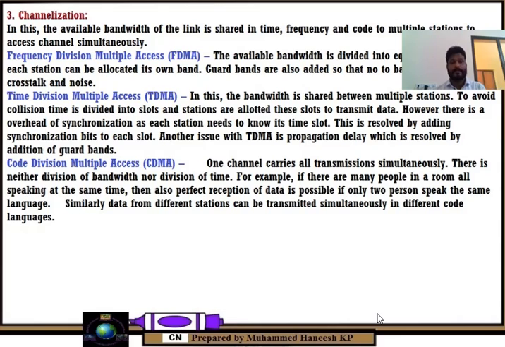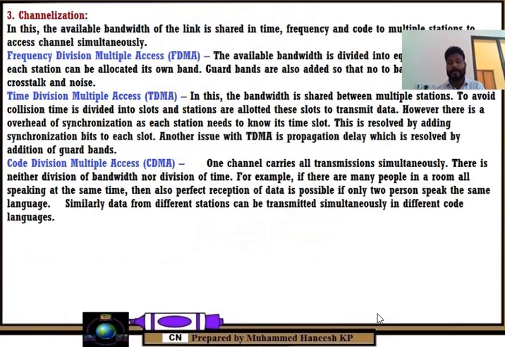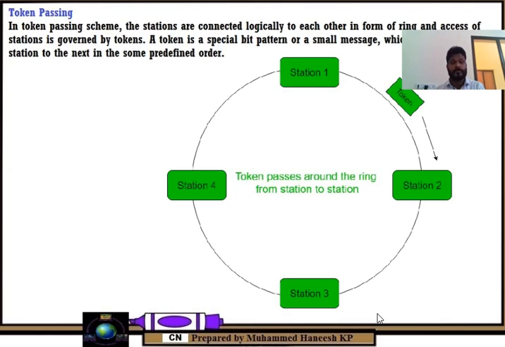Now the second type, TDMA. In this, the bandwidth is shared between multiple stations. To avoid collision, time is divided into slots and stations are allotted these slots to transmit data. However, there is an overhead of synchronization as each station needs to know its time slot. This is resolved by adding synchronization bits to each slot. Another issue with TDMA is propagation delay, which is resolved by the addition of guard bands. So TDMA stands for time division multiple access.